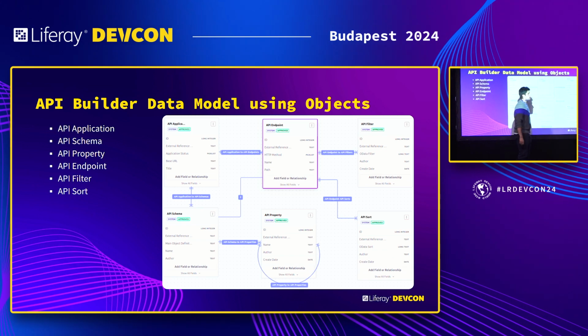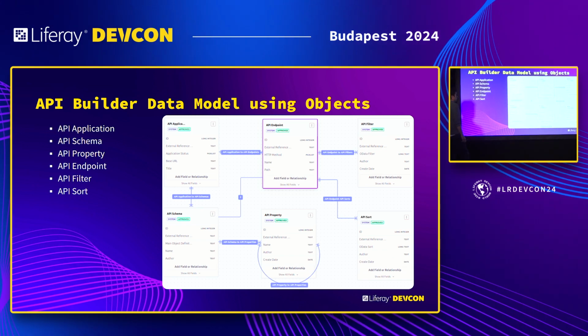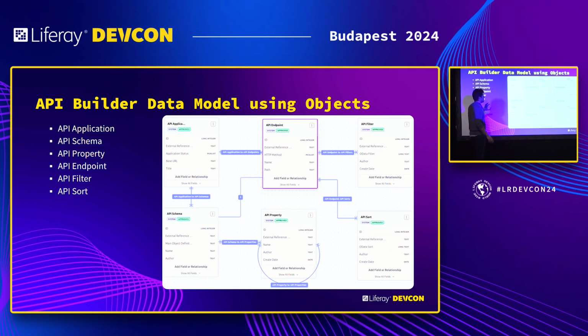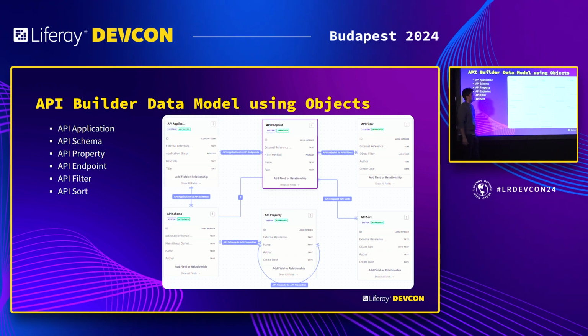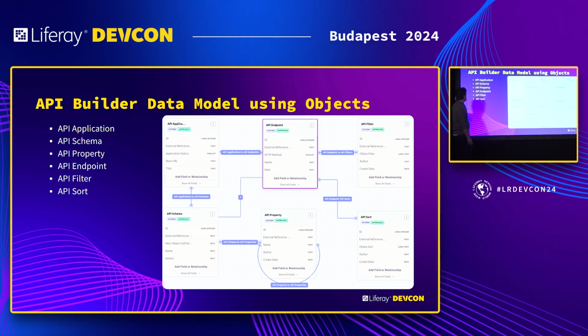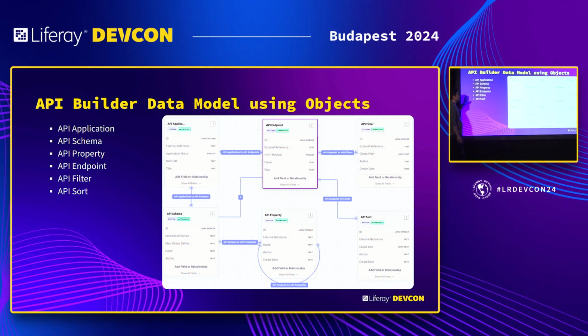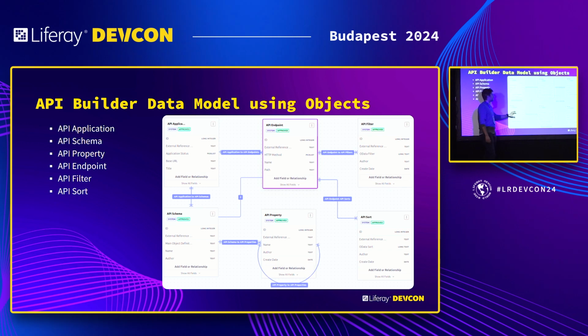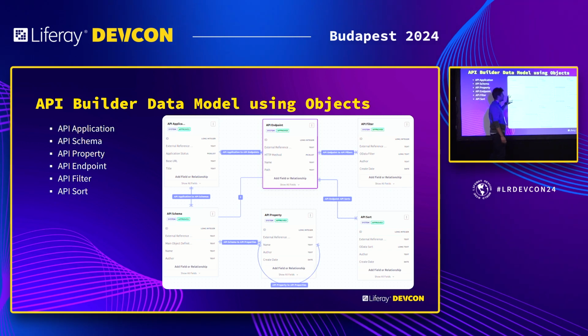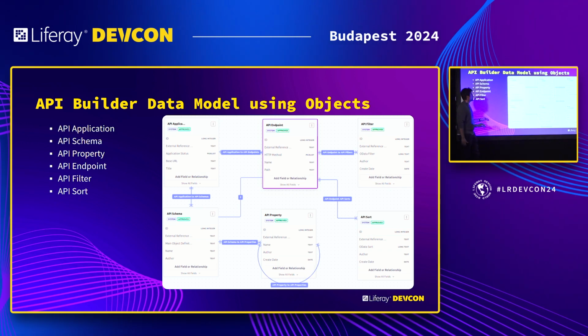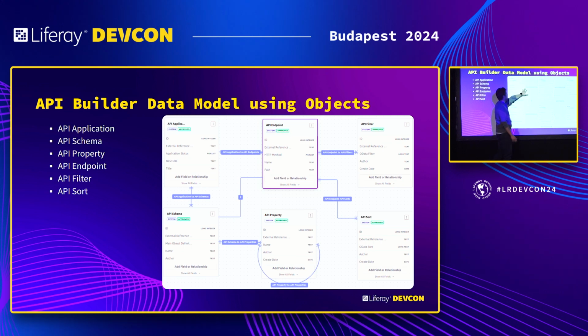And this is the data model that, by the time this talk is happening, is the current data model we have for API Builder. We see here 6 different entities. The main one is the API application, and from here we have different relationships between different entities. For example, we have a one-to-many relationship between the application and the endpoints.